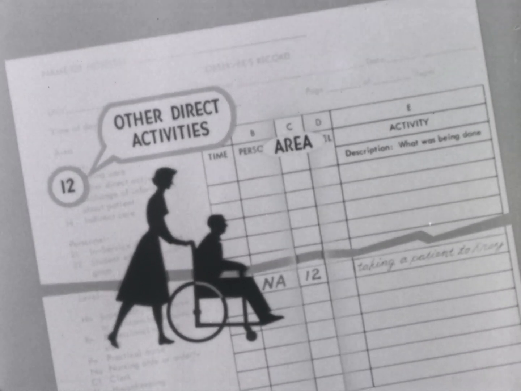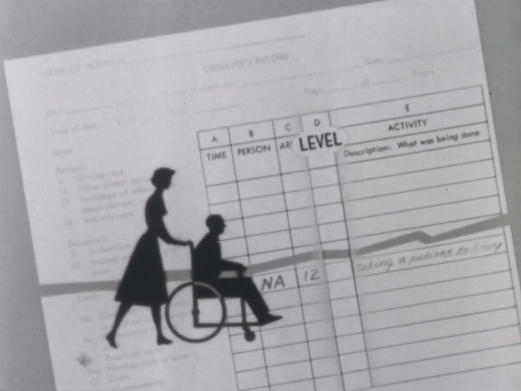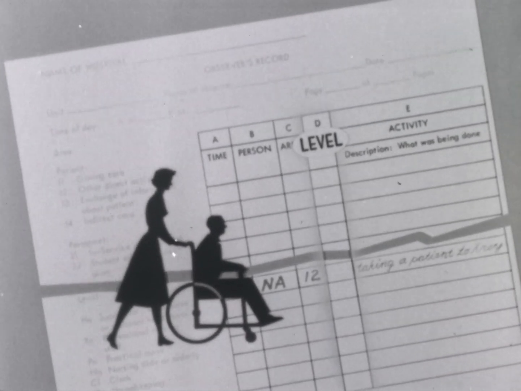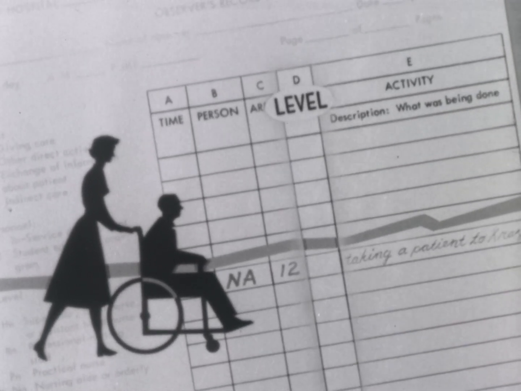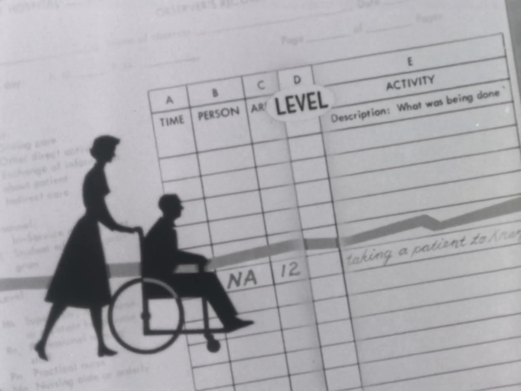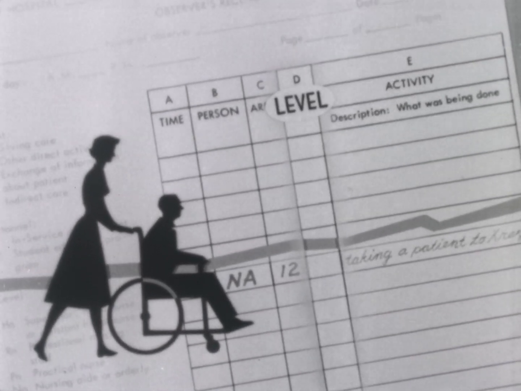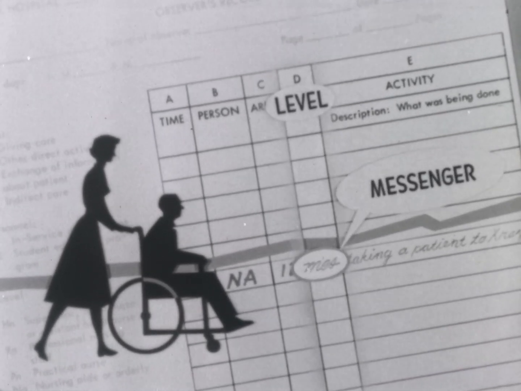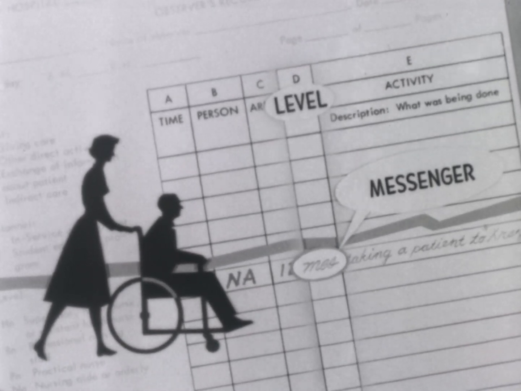The activity is now recorded according to the level of skill which is required to perform it. Accompanying a patient to X-ray or to other departments of the hospital does not usually require nursing aid skills. So, enter MES, messenger, in column D.